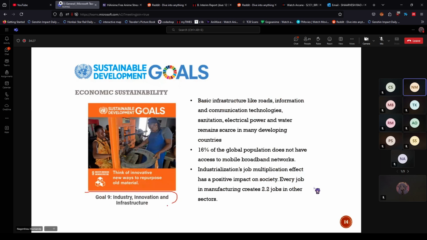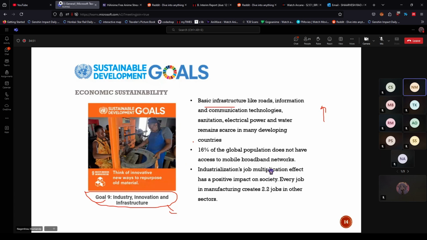This is something to do with industry, right? You know that in certain countries, the basic infrastructure like roads and communication is still limited, right? So this goal number 9 is focused on improving those basic infrastructure needs.